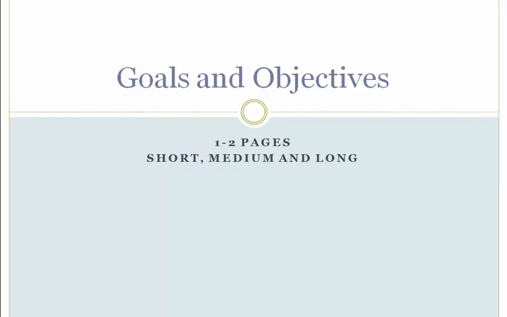Now we're going to take a look at the goals and objectives section of your business plan. This is going to be about 1 to 2 pages in length, and it's going to be made up of all 3 different types of goals that we talked about: short-term, medium-term, and long-term goals, as well as financial and non-financial.